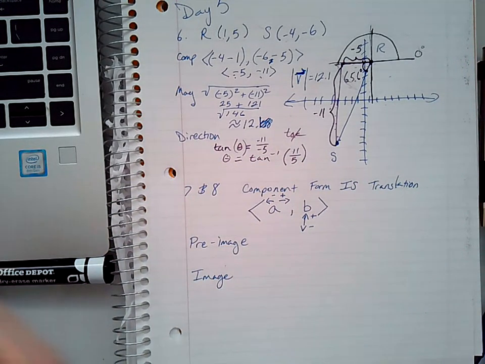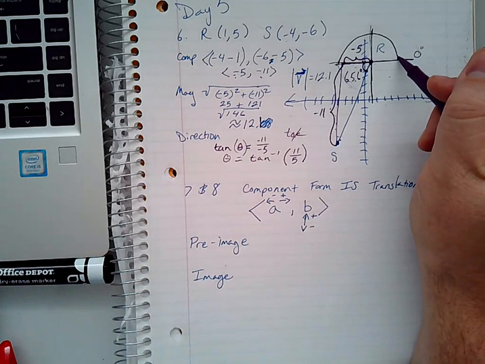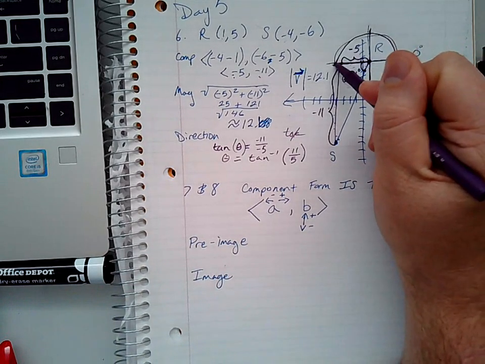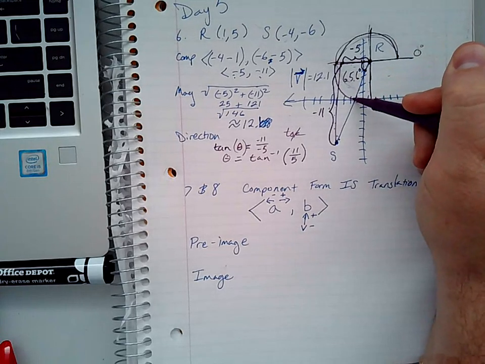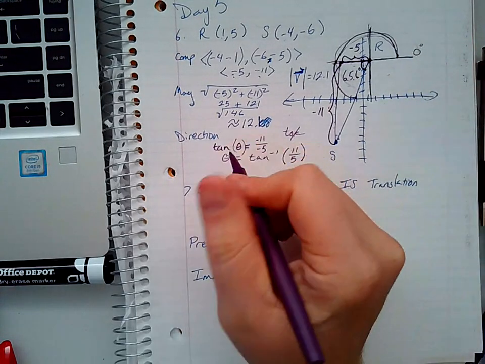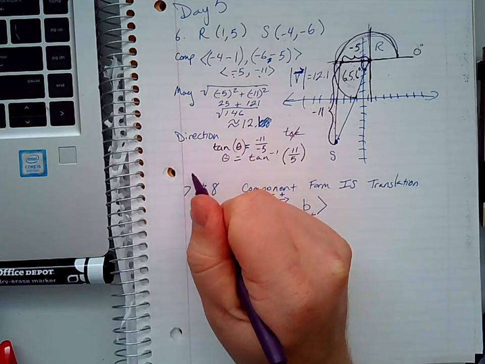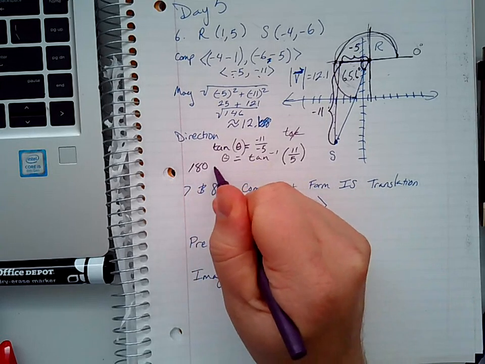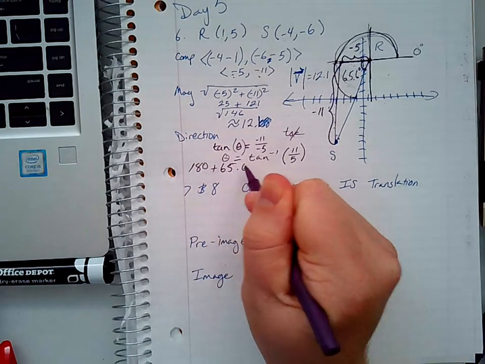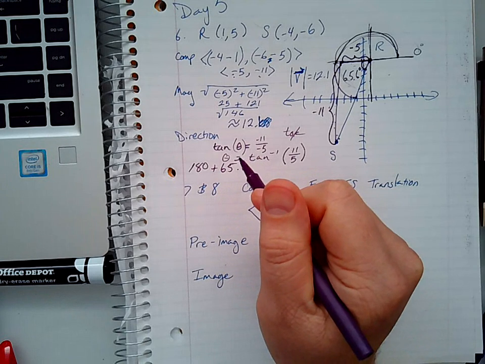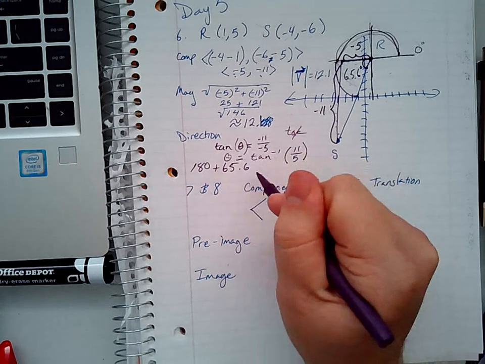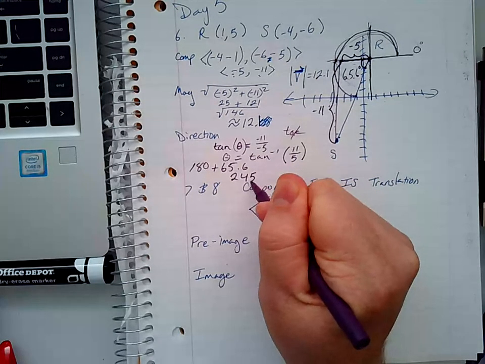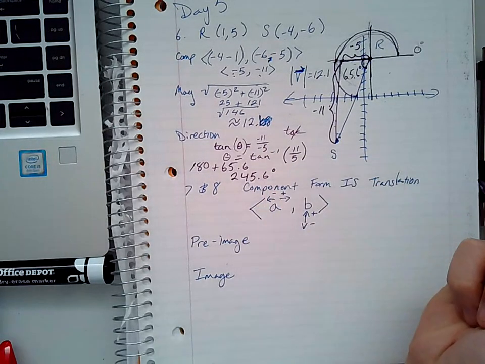So we have 180 degrees to get from here to here, and then we have another 65.6 degrees to get to here. So our direction is actually going to be, what is that, 180 plus 65.6, which gives us 245.6 degrees. Okay.